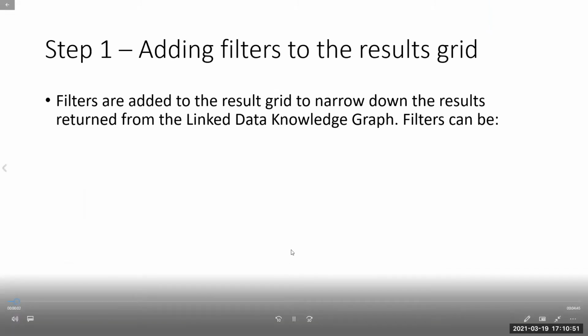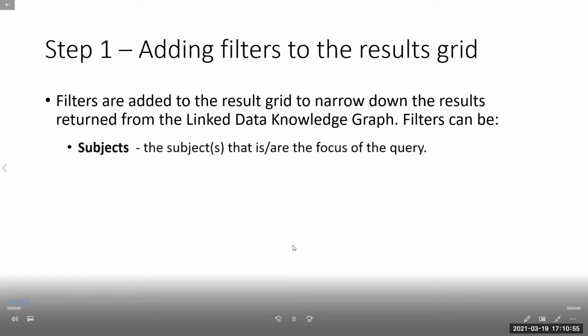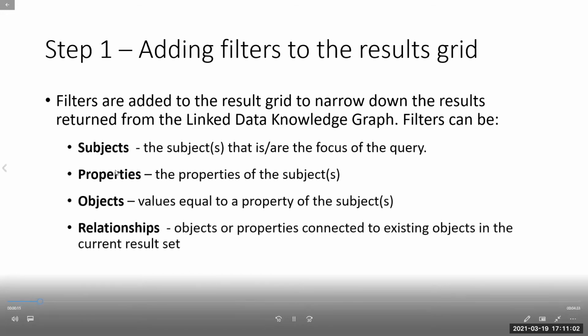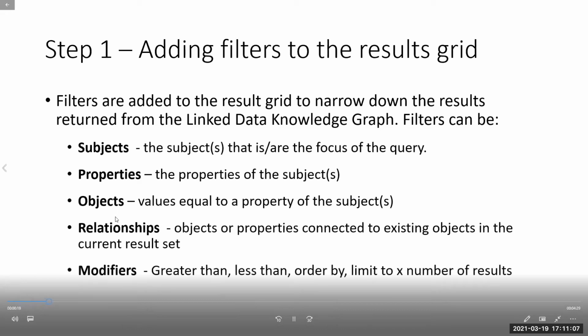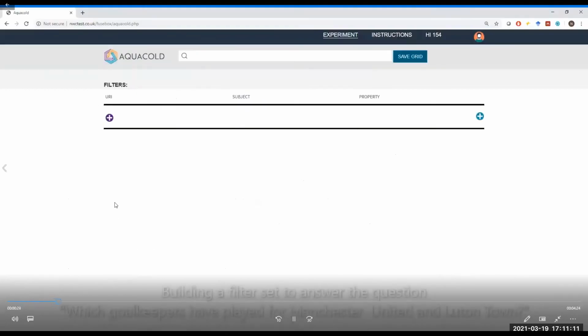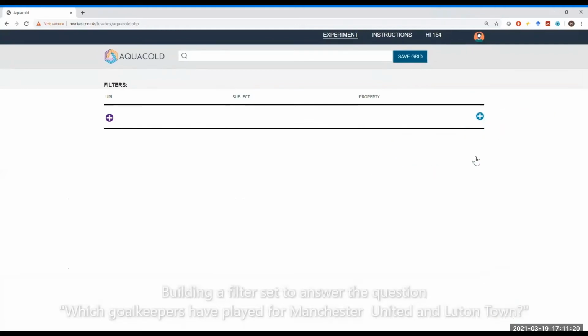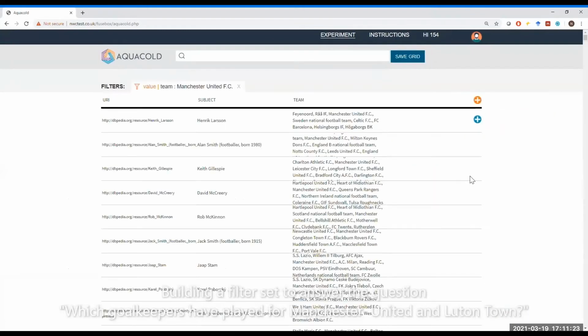Okay, so this is a process from start to finish of how we add the different filters to the grid, how we work with labels, and how we answer the questions. We have 3 different types of filters: subjects, properties, and objects. We can also specify relationships in the query builder and modifiers like greater than, less than, order by, and limit to. So in this example, we're going to be asking the question, which goalkeepers have played for Manchester United and Luton Town? So we search for Manchester United in the value filter.